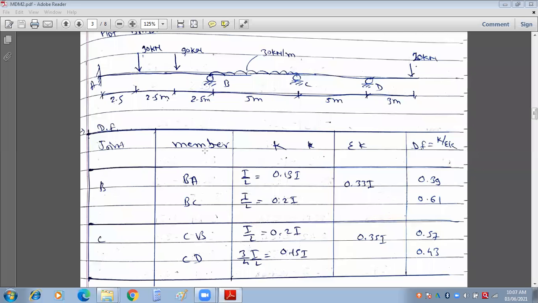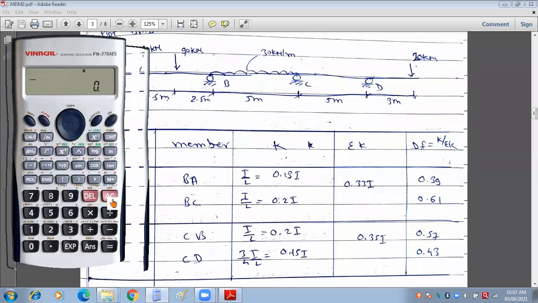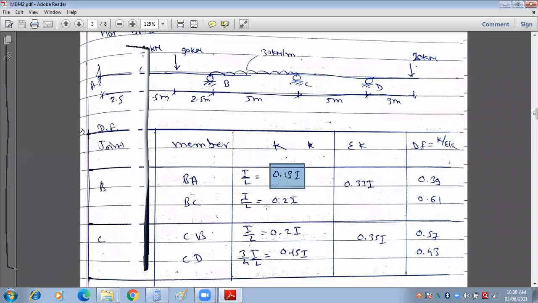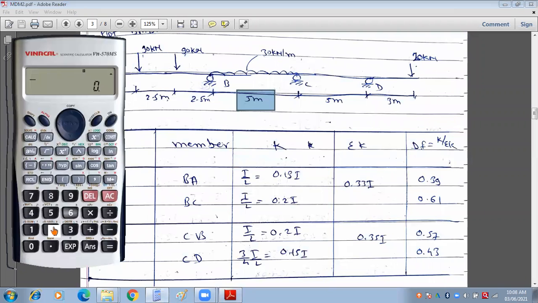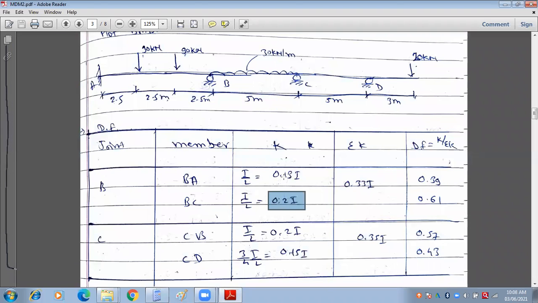Now let us calculate this term: 1 divided by 7.5, which is 0.133 I. Similarly for the member BC, far end C is continuous, therefore again I by L. Here the span is 5 meters, therefore 1 by 5, it becomes 0.2. 0.2 plus 0.133 becomes 0.33 I.